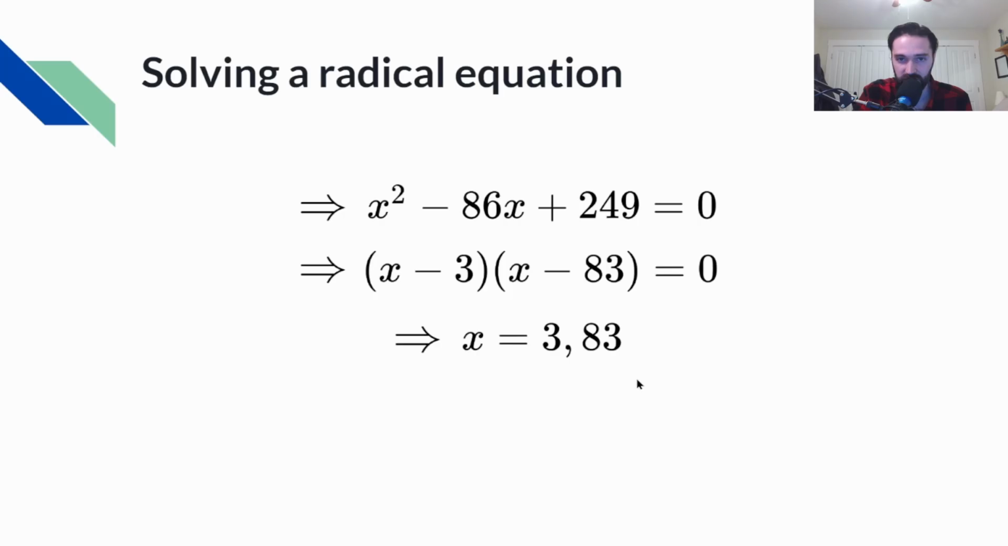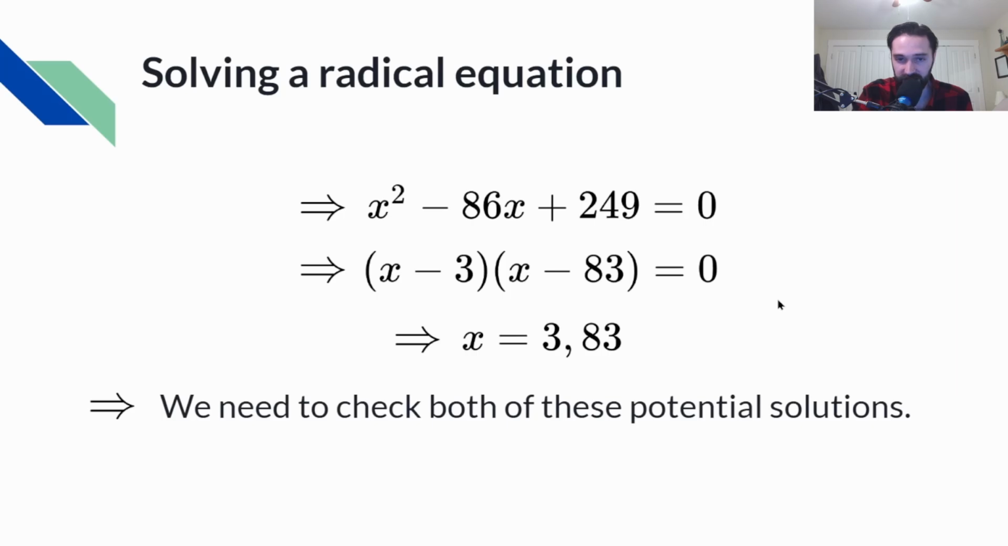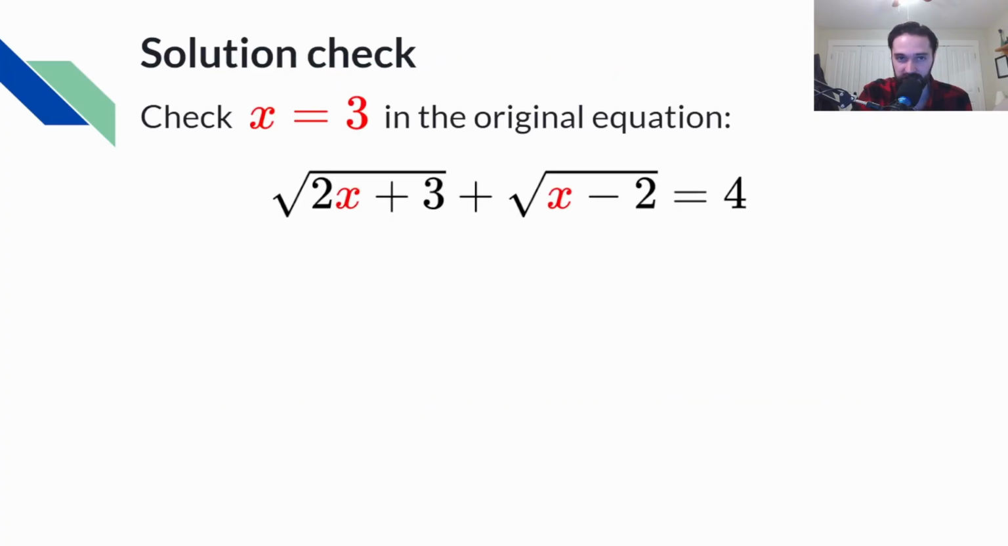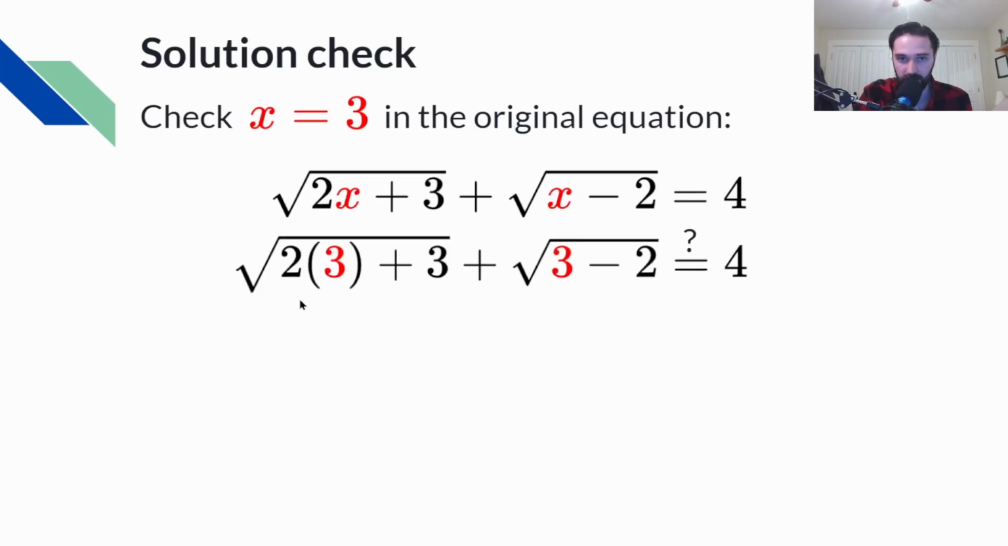So that gives us the solutions 3 and 83. We need to check both of these potential solutions because the original problem was a radical equation. So let's start by checking x equals 3. We're going to plug it in everywhere we see x in red here. This is what we get when we plug in x equals 3.